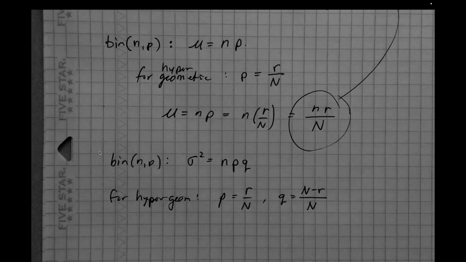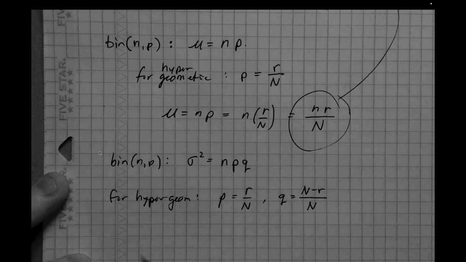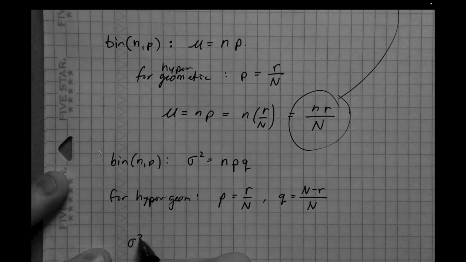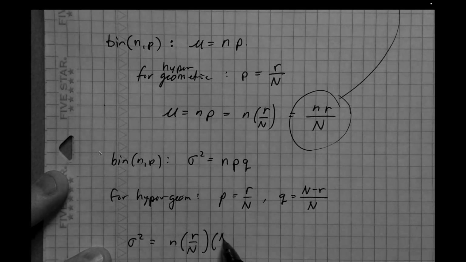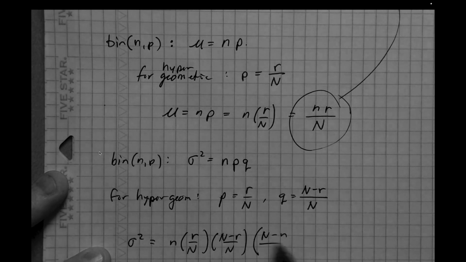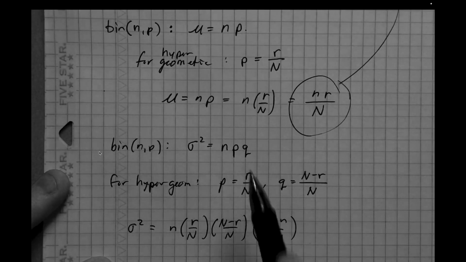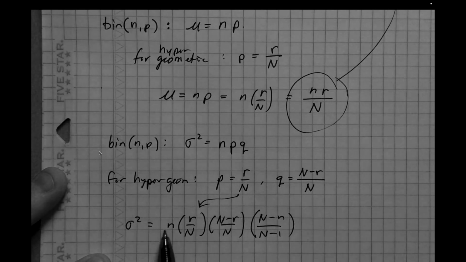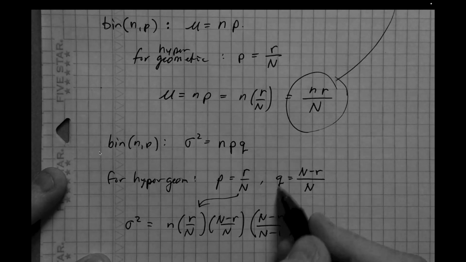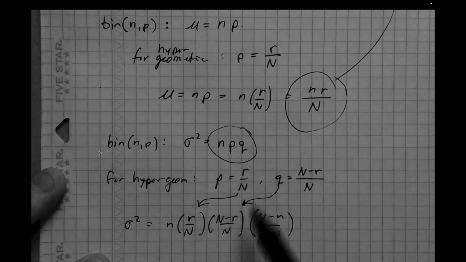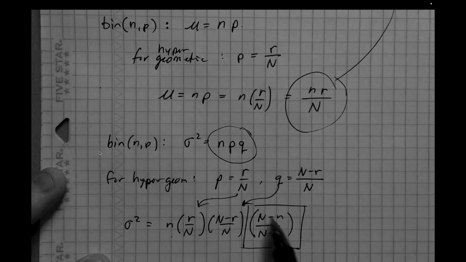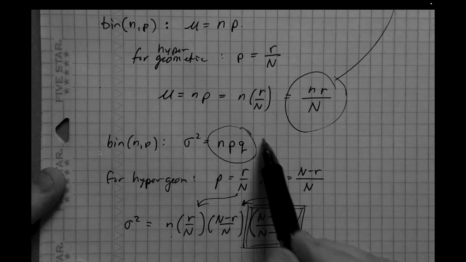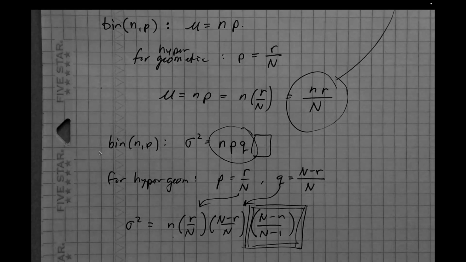And so that's kind of interesting. Let's take a look here. So we said that sigma squared, the variance here, was n times R over N times N minus R over N, all times N minus n over N minus 1. Well, that's n, there's your p, and this is just your q, isn't it? So you see we've got that form, npq, but we have this other little factor that's nowhere to be found. So what is this other little factor?